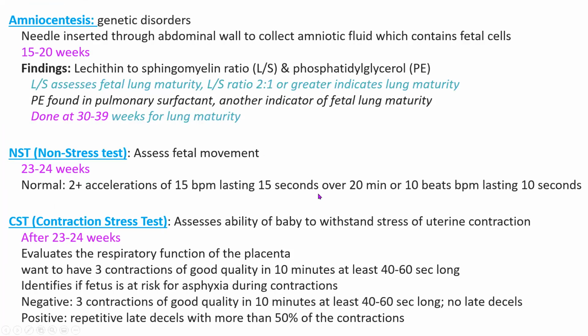We have an amniocentesis. This is a needle going through the abdominal wall, taking that amniotic fluid, which is going to contain fetal cells. This test is done at 15 to 20 weeks. And again, this is going to be testing for genetic disorders. We're looking at the L/S ratio and PE. L/S is going to be assessing our fetal lung maturity. If it's 2 to 1 or greater, this indicates lung maturity. But yeah.